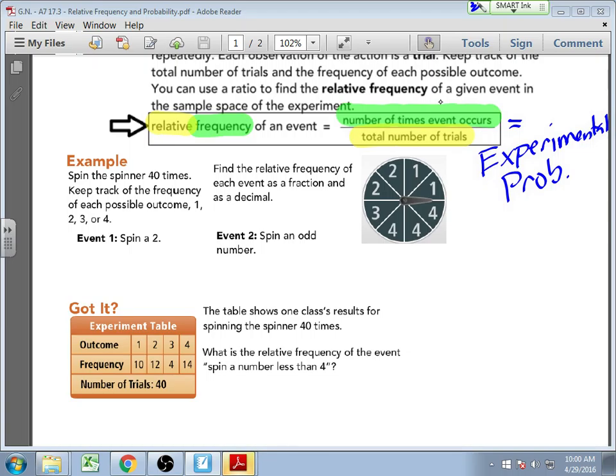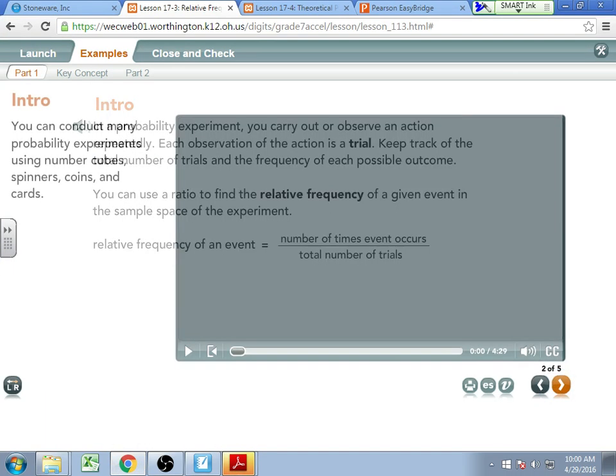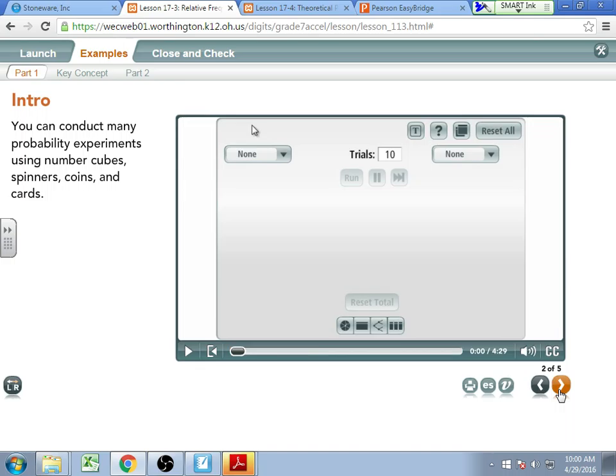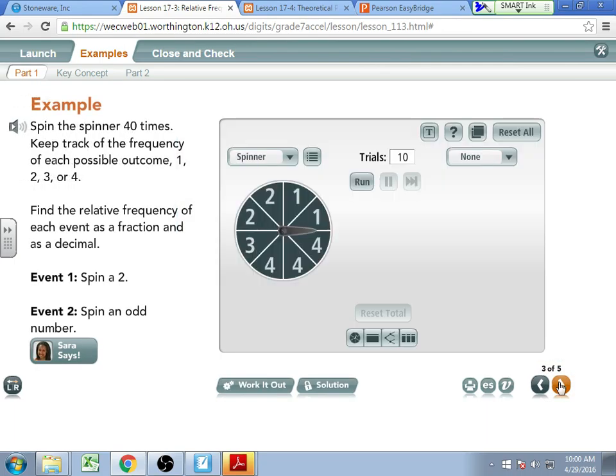So, we want to spin this spinner 40 times. Now wait, what? 40 times? Let's go back to digits. This will get easier. We are going to run the trials on this. Sometimes this works and sometimes it doesn't. First I'm just going to do 10 trials because I want to show you how this works. In digits, in your math tools, is a probability tools page. In there, I can tell it how many trials I want to run, and then it will generate my outcomes. I tell it to run, I got a 3. It spins again, I get a 4. It spins again, and I get a 1.